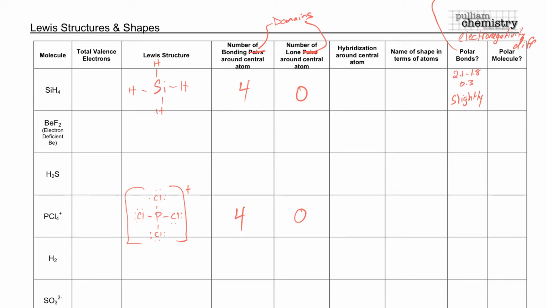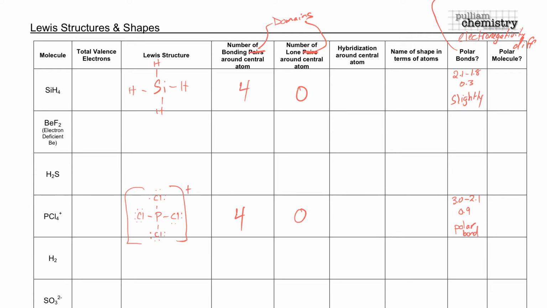And so again, as we look at the electronegativity difference, chlorine has an electronegativity of 3.0, and phosphorus has an electronegativity of 2.1. So that's definitely a polar bond there at an electronegativity difference of 0.9, no matter what book you're looking at. That's definitely a polar bond.